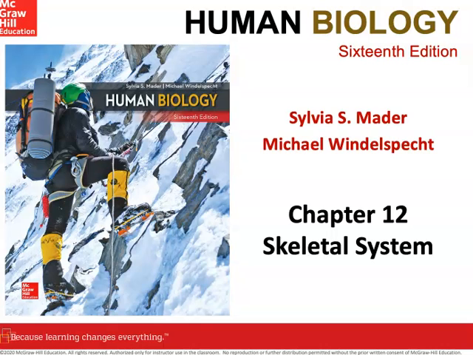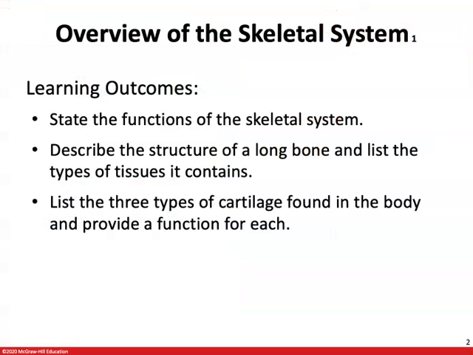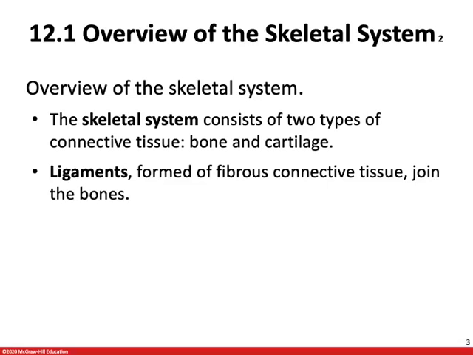All right, in this section, we're going to be talking about the skeletal system. So we're going to start off with an overview of the skeletal system. The skeletal system is going to consist of two types of connective tissue, bone tissue and cartilage.